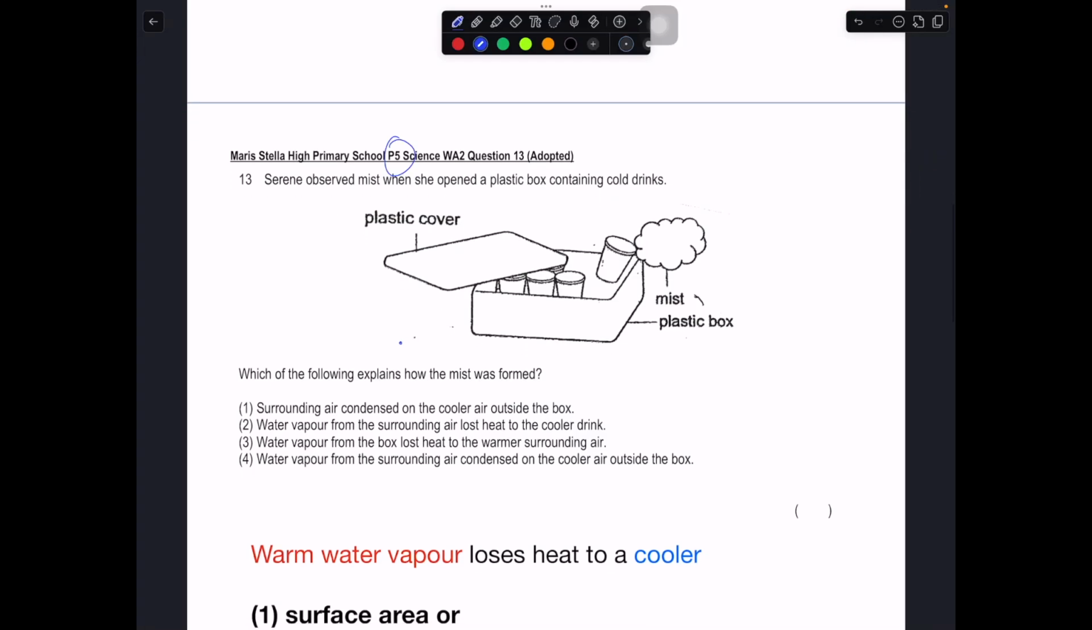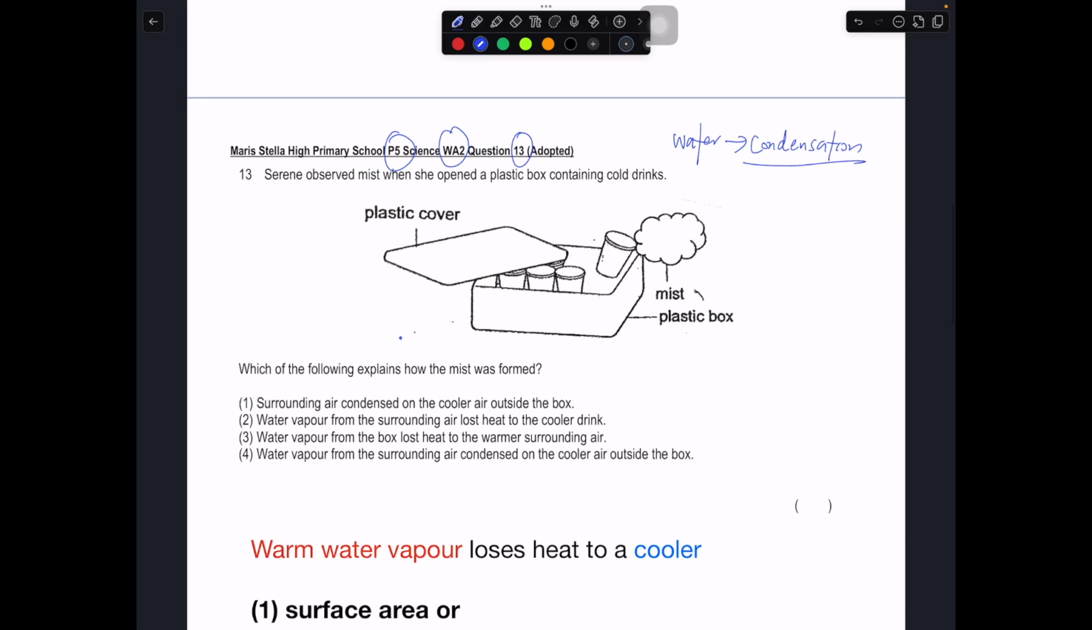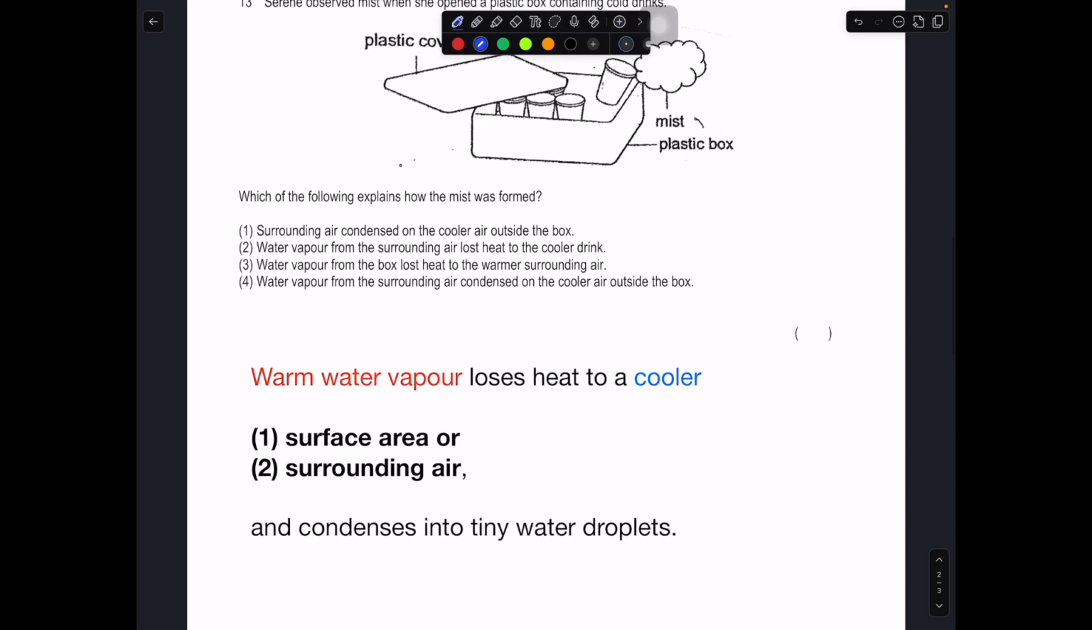So today I'll be going through P5 WA Science on question number 13. This question is coming from Maris Stella High School. So this question is about water and particularly on this concept called condensation. Okay, so over here, right? So basically what is condensation first?